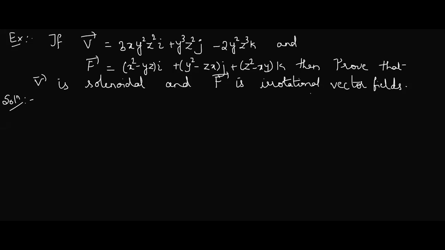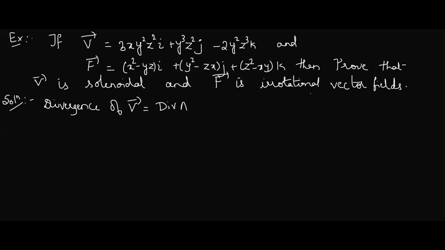Let us go in order. We will prove that V is solenoidal. For that, we have to take divergence of V or curl of V? Divergence. Divergence of V we have to take. So you can say this is div of V.